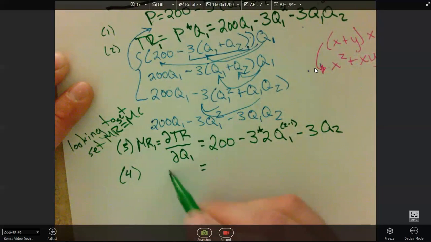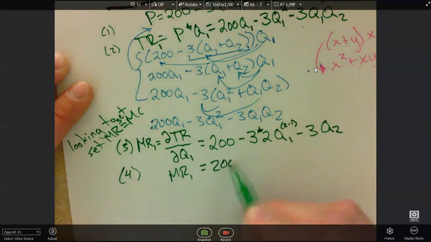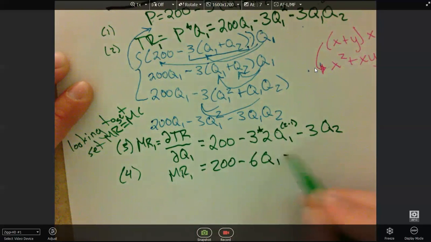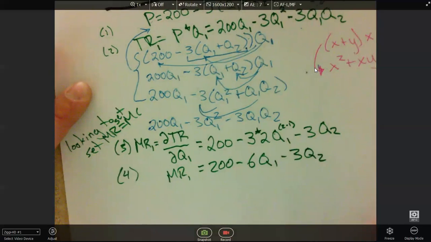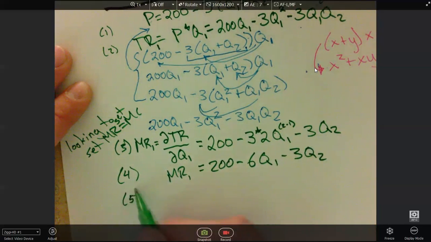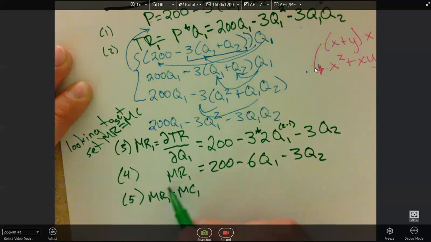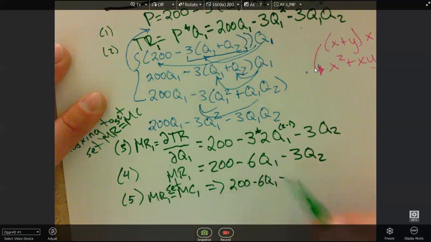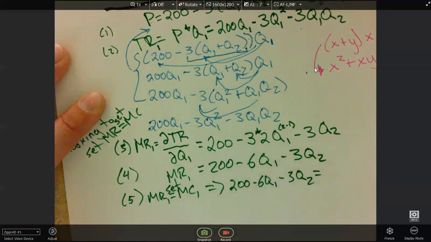This is 100 minus 6Q1 minus 3Q2. And then we're going to step 5, set marginal revenue 1 equal to marginal cost 1. And so that looks like 200 minus 6Q1 minus 3Q2 is equal to what? What is our marginal cost?